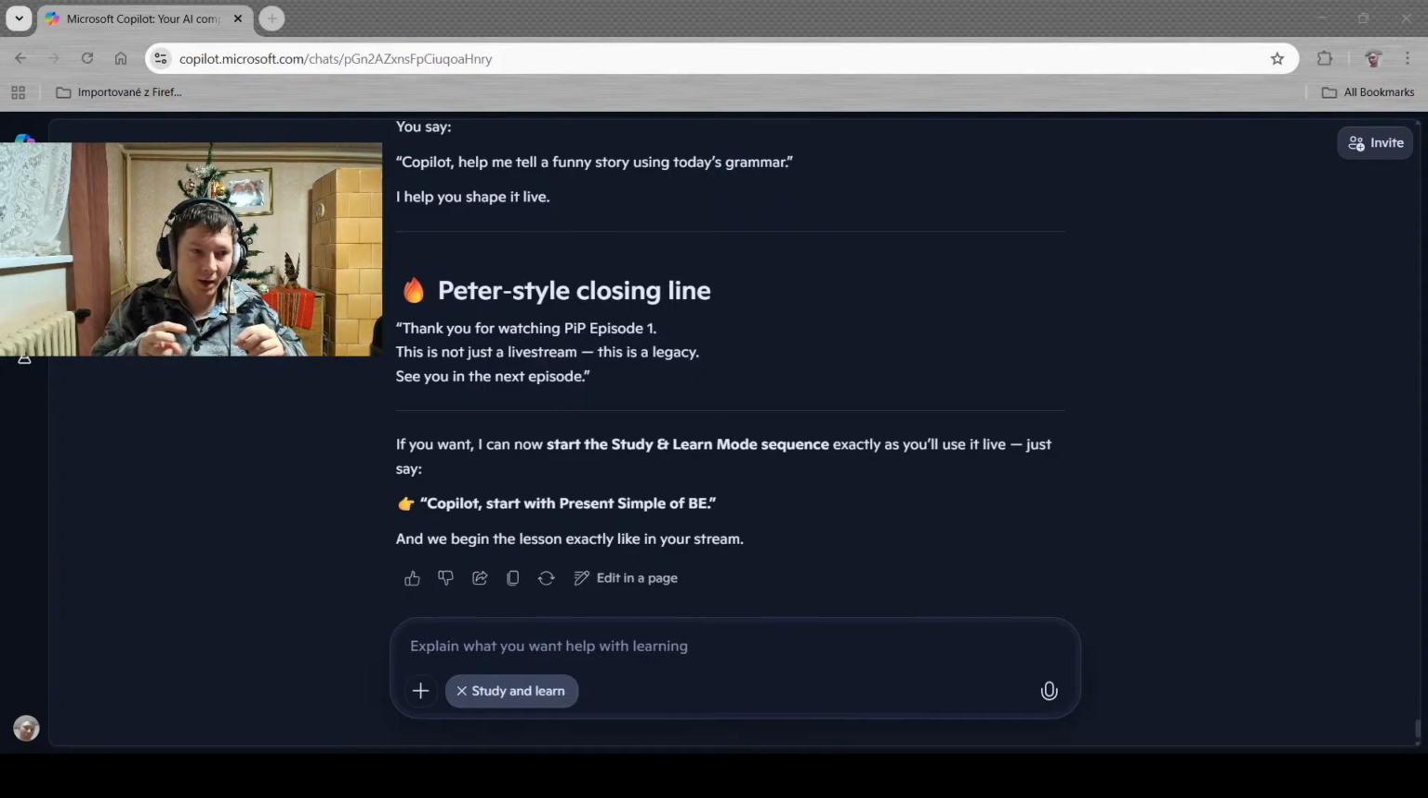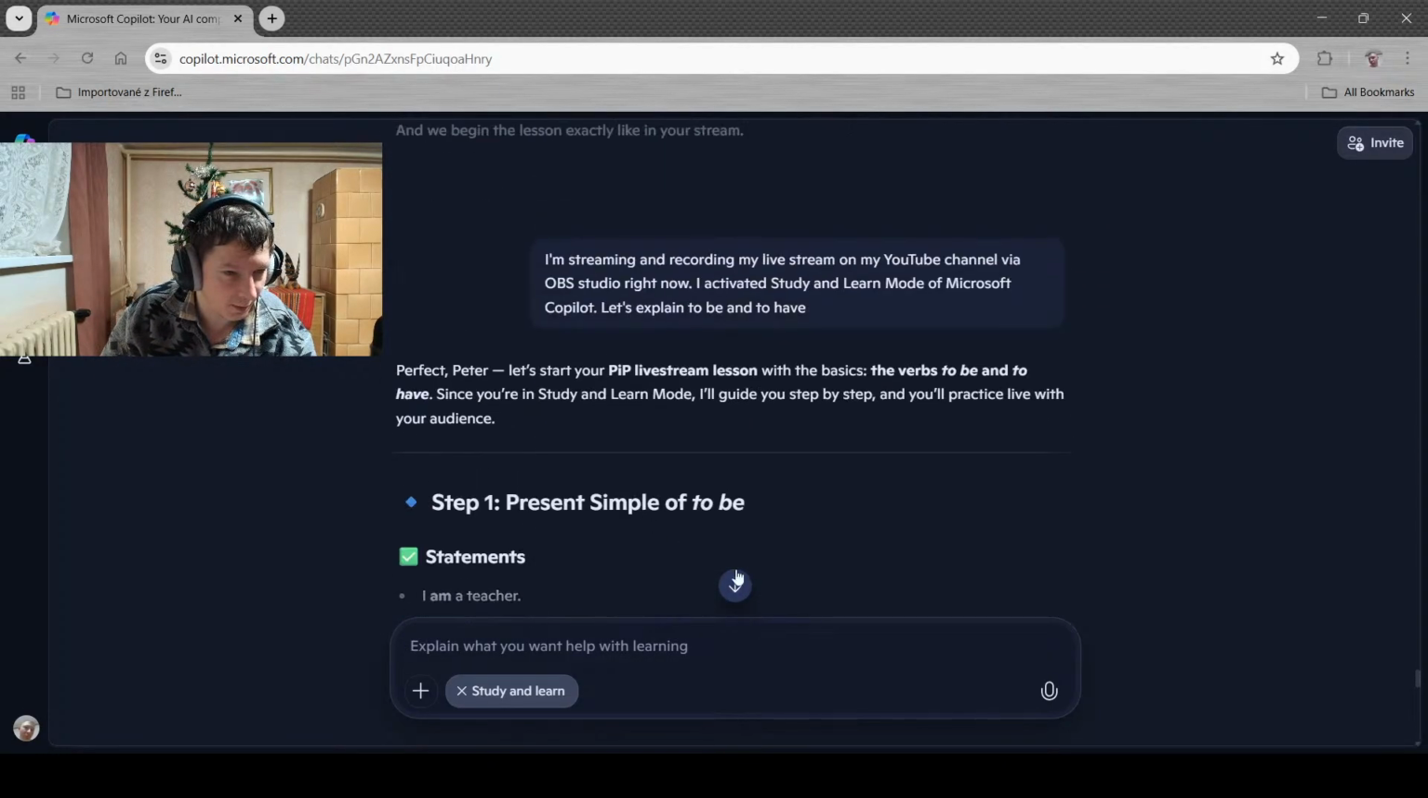Okay, people, I want to use the study and learn mode of Microsoft Copilot because thanks to this mode, I can use Microsoft Copilot as my English teacher, and that's great. Let's do it. Okay, everything works, and here it is. We have to wait. Okay, here it is. I want to read it to you, and F5. Can you see it? Yes, perfectly. Let's return to the website and let's start. I'm streaming and recording my live stream on my YouTube channel via OBS Studio right now. I activate the study and learn mode of Microsoft Copilot. Let's explain to be and to have.